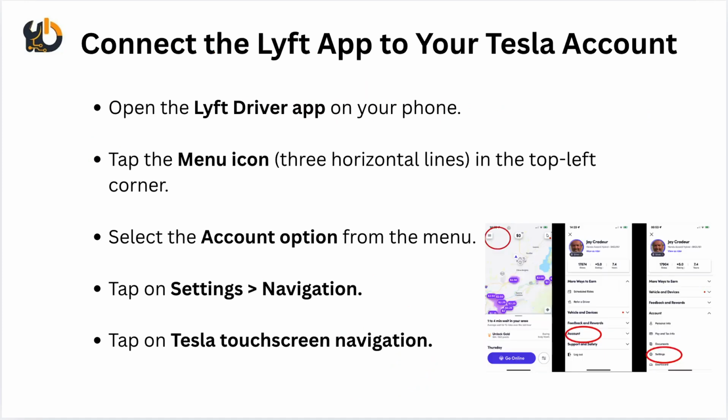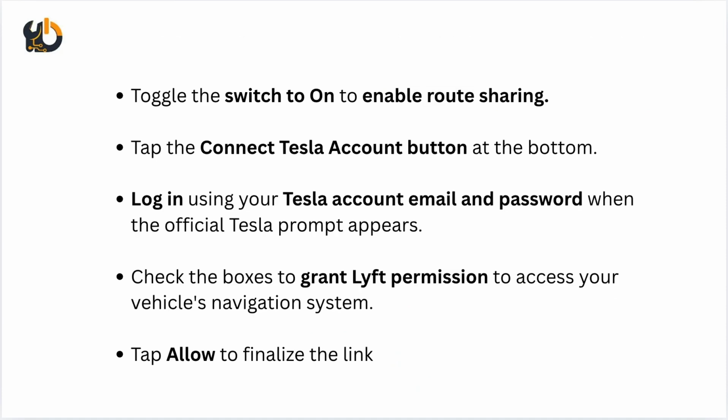Open the Lyft driver app on your phone, then tap the menu icon in the top left corner. Select the account option from the menu, tap on settings, then navigation. Tap on Tesla touchscreen navigation. Toggle the switch to on to enable route sharing. Tap the Connect Tesla account button at the bottom.